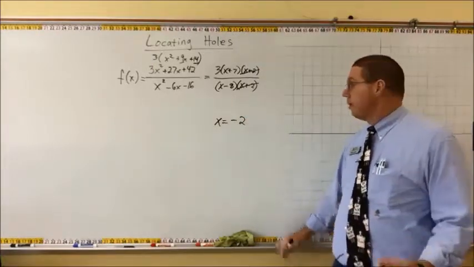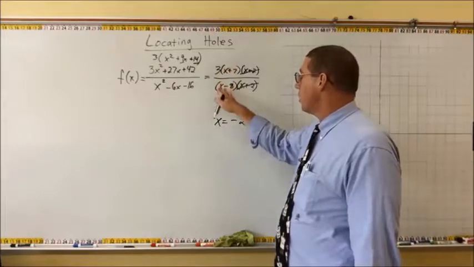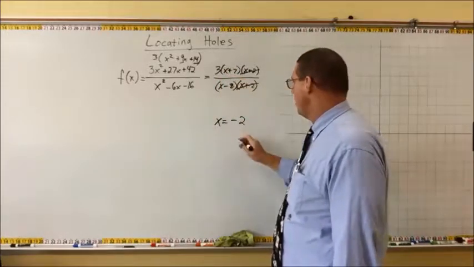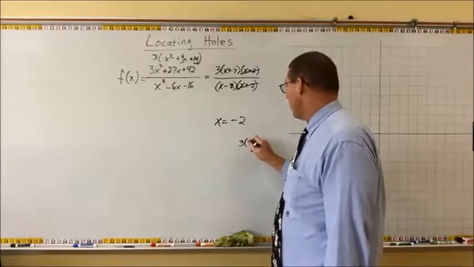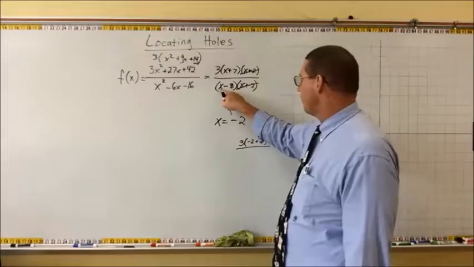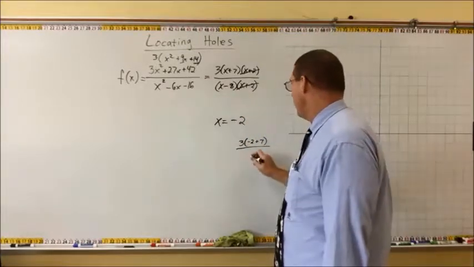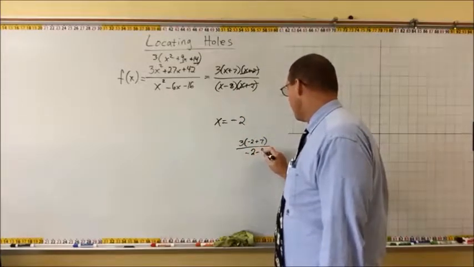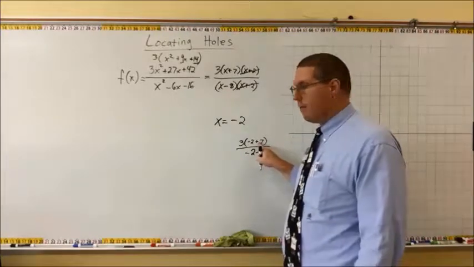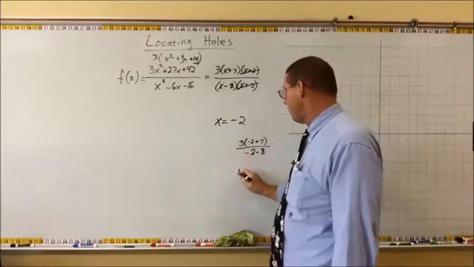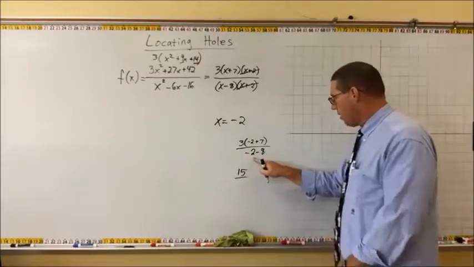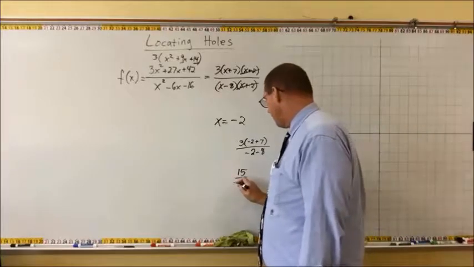Now we're just simply going to plug the negative 2 into what's left over. So we're going to put a negative 2 here. We've got negative 2 plus 7. So we'd have 3 times (negative 2 plus 7) over, now we're going to put the negative 2 down here, negative 2 minus 8. Negative 2 plus 7, that's 5. 5 times 3 is 15, over negative 2 minus 8, which is negative 10.